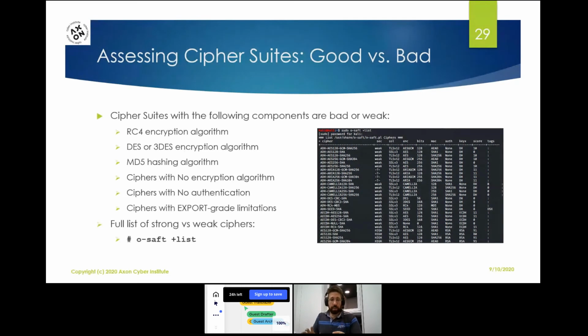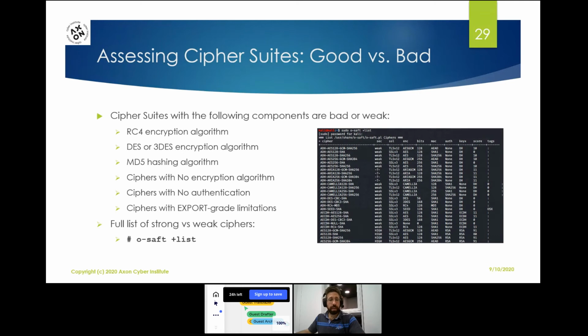And if there is something I want you to take away from the cipher suites, it is the following principles. Any cipher suite that contains the RC4 encryption algorithm is a bad algorithm. It should never be used, and if you encounter it in any server during your assessment, it should raise a red flag and you should report it immediately. RC4 is an outdated algorithm. It's insecure. It has a lot of problems. It should never be used.